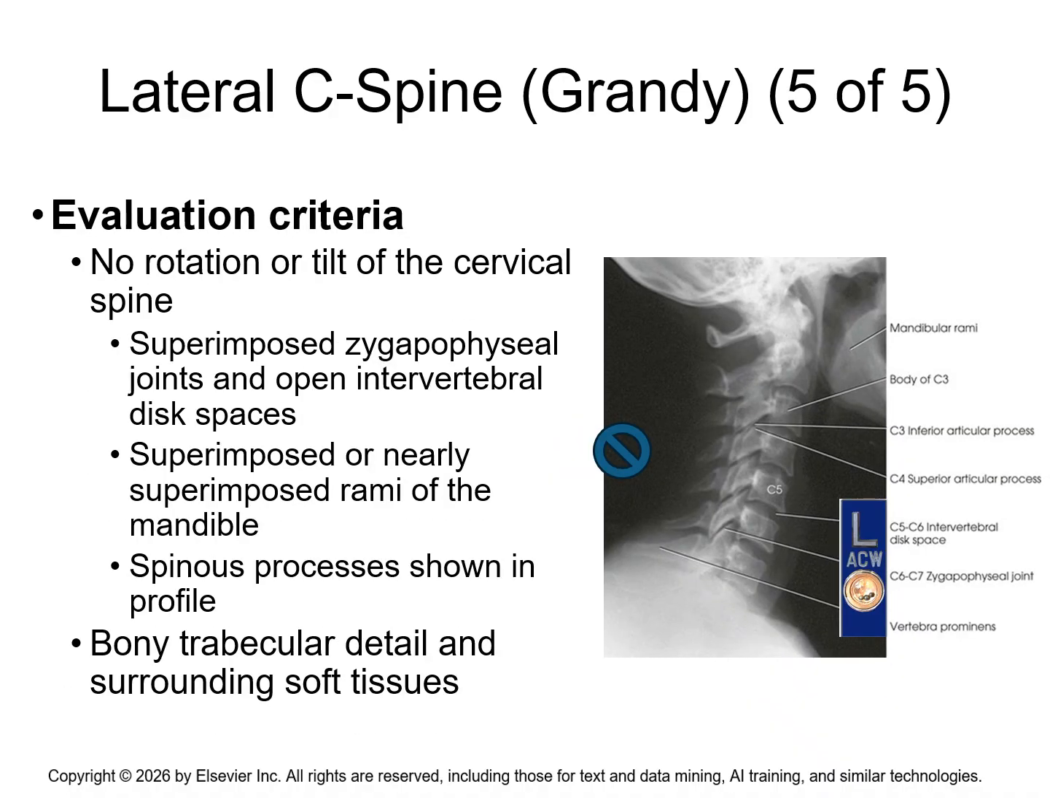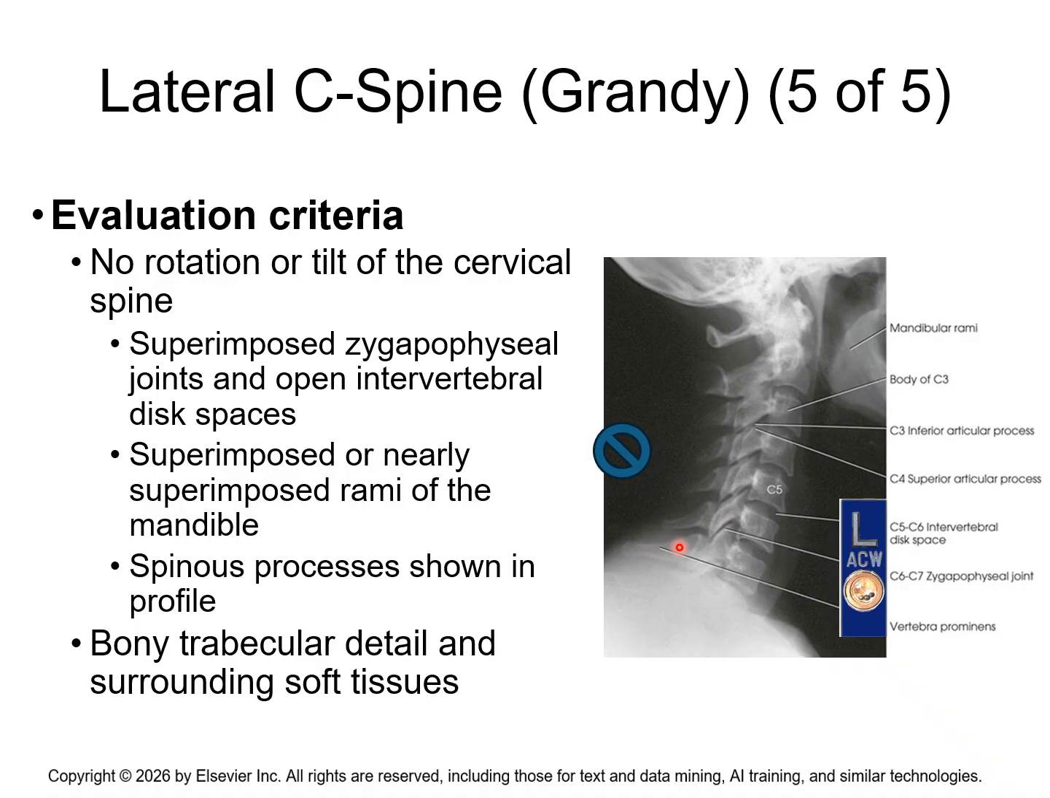So no rotation or tilt of the cervical spine. So we talked about this. So down here, this again is going to show us if we have rotation happening, okay, or tilt happening. This is a tiny bit of rotation. These being open would tell us tilt. Mandibular rami should be mostly superimposed. Spinous processes should be in profile. And then obviously we should have to see good trabecular pattern.